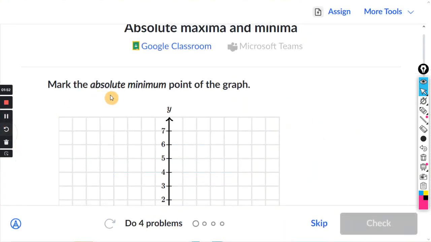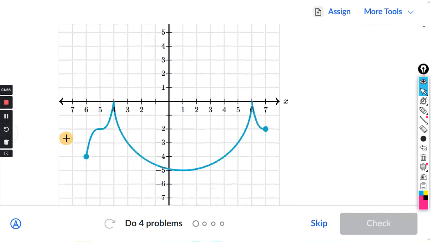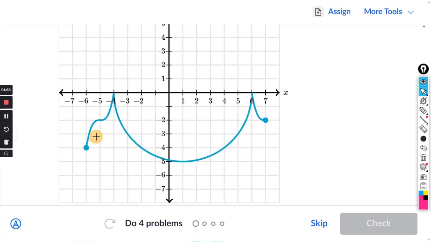All right, mark the absolute minimum point of the graph. So you go to the graph. You see the graph runs continuously here. You just look for the lowest point. It's definitely not here because this point here is even lower. So I am thinking right there. Okay, you just take the crosshairs and left click on it. And that's the absolute minimum.